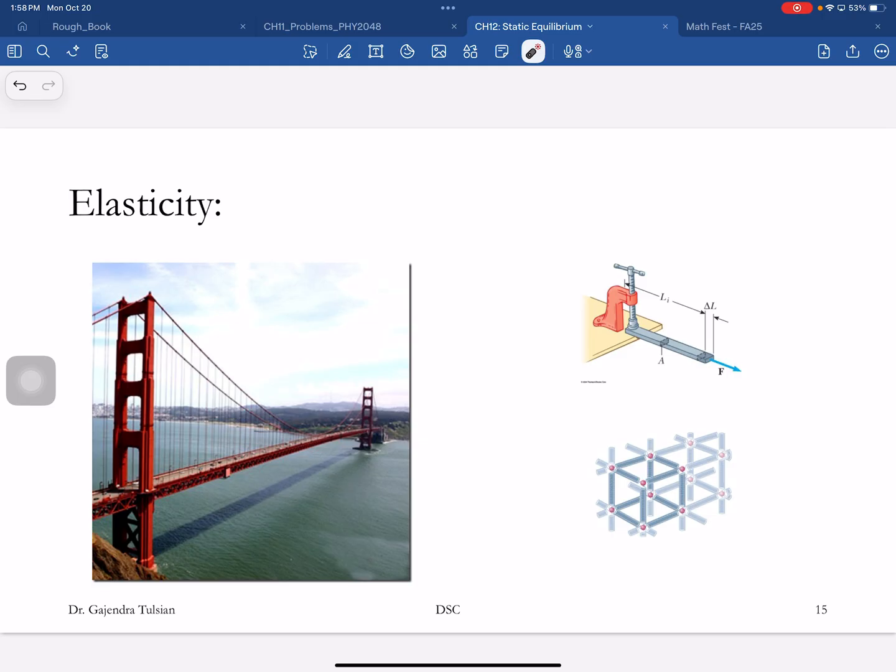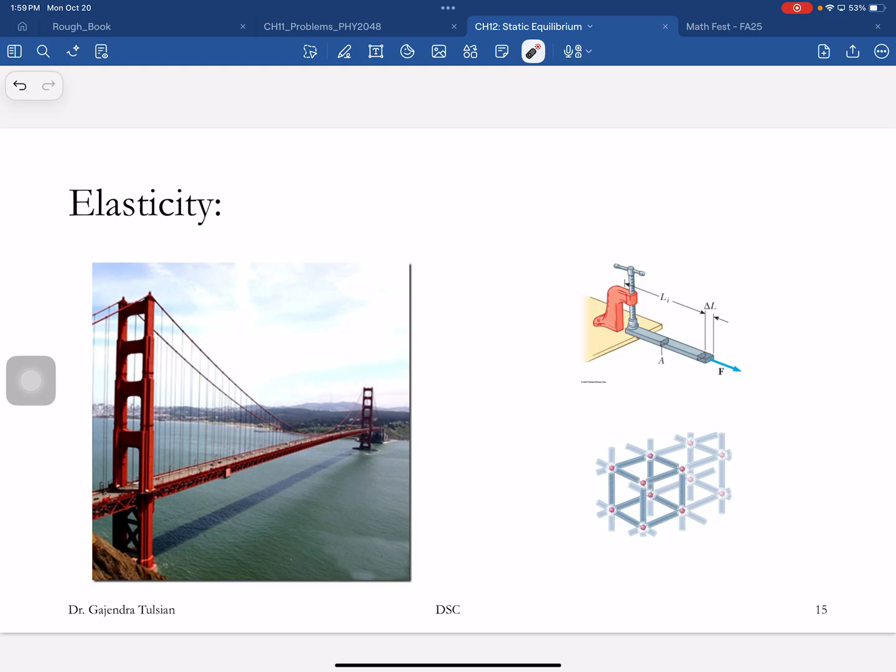All right, so we'll do a simple model. A solid like this can be modeled like that. So here are the atoms, and the interatomic forces are modeled by springs.